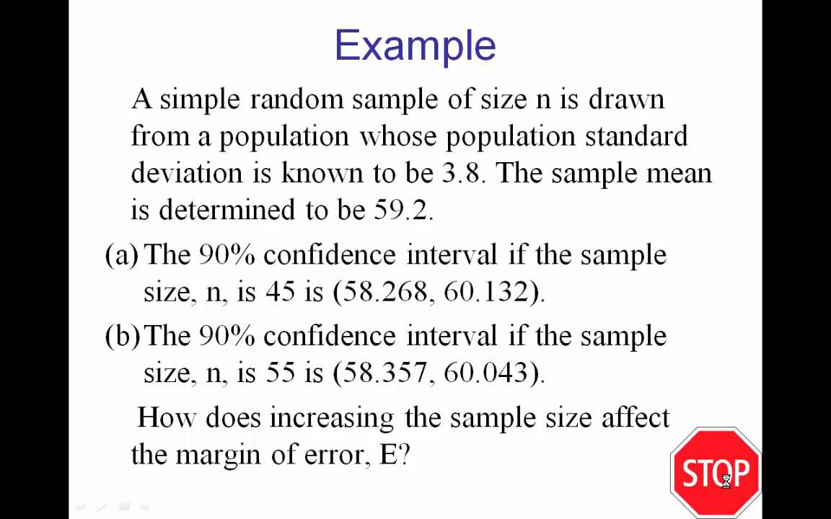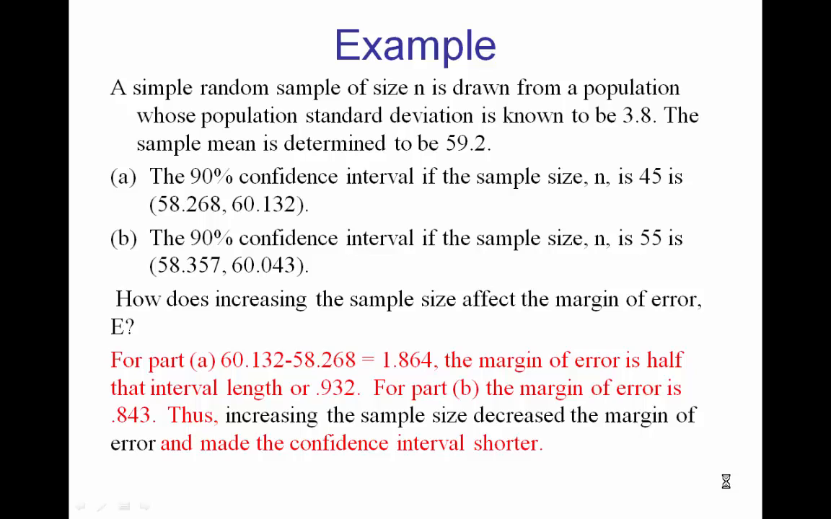A simple random sample of size n is drawn from a population whose population standard deviation is known to be 3.8. The sample mean is determined to be 59.2. The 90% confidence interval if the sample size n is 45 is 58.268 to 60.132. The 90% confidence interval if the sample size is 55 is 58.357 to 60.043. How does increasing the sample size affect the margin of error E? Stop the video and work this problem before continuing.